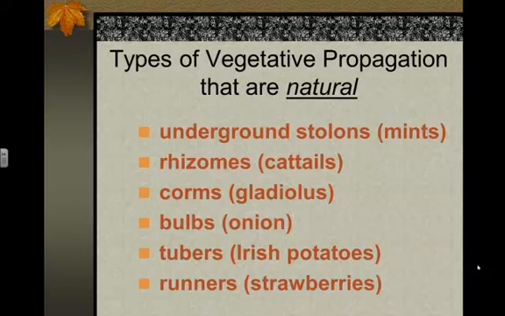Now this slide you need to know for your quiz. These are the ones that occur in nature. God instilled it in them. It happens in nature. We don't need to have man involved in order for this to occur. I'm going to show you some pictures, but what you need to know is the example for the type of plant that has an underground stolon. That's a mint. A rhizome, an example, are cattails.